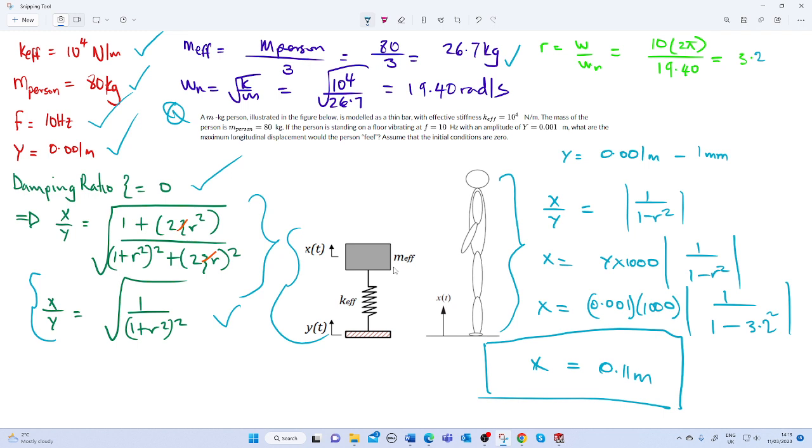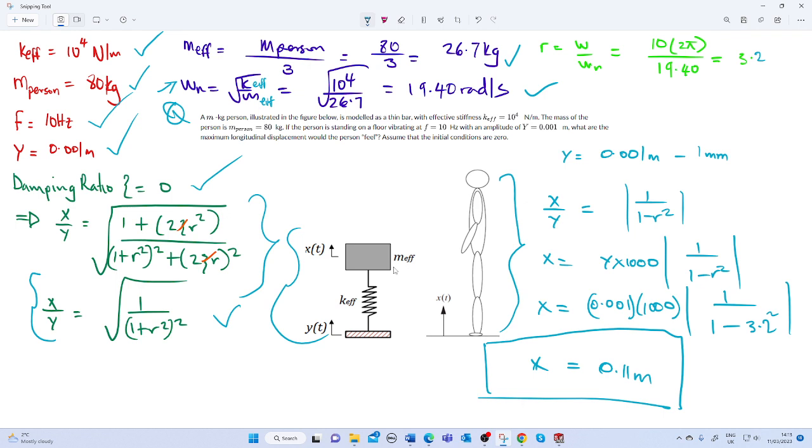Now by slotting the effective mass and the effective stiffness into the natural frequency equation, which is Wn equals root of K_eff over M_eff, that gives us root of 10^4 over 26.7. That gives us 19.40 radian per second.